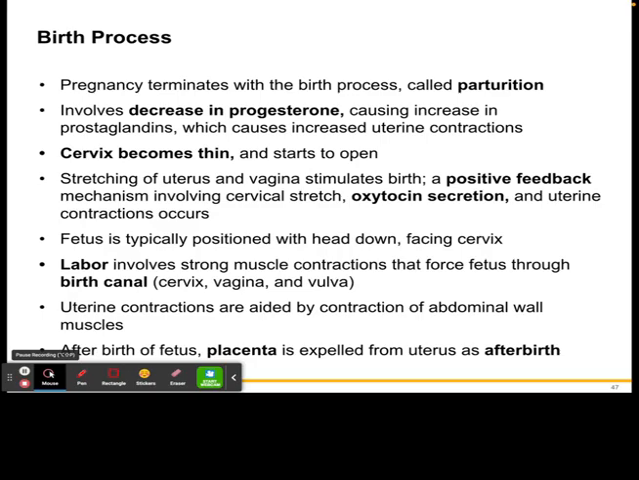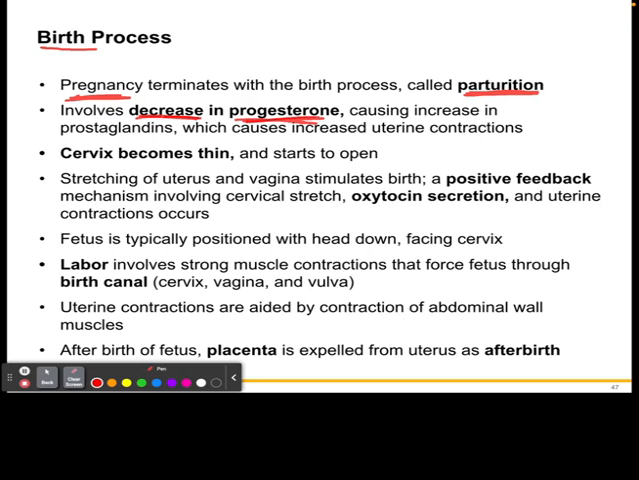So in this video, we are going to discuss the process of birth. Birth is going to be the end of pregnancy. So when pregnancy comes to an end, we will begin the birthing process or parturition. This is going to involve a decrease in progesterone. Again, progesterone is what's been keeping that fetus in place inside the uterus this whole time.